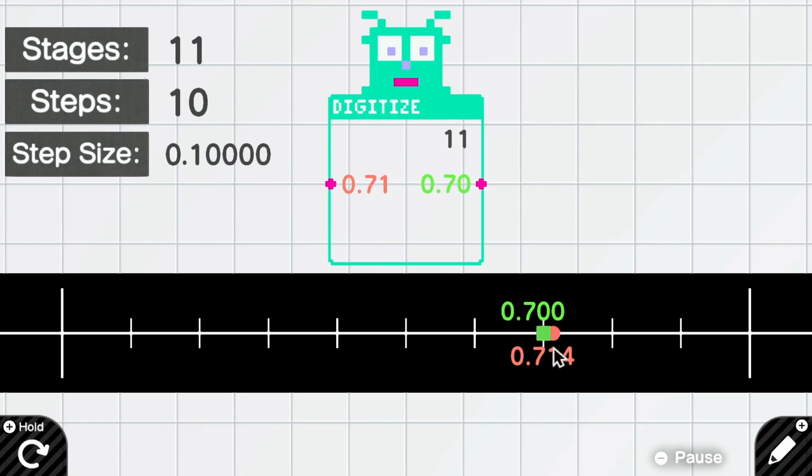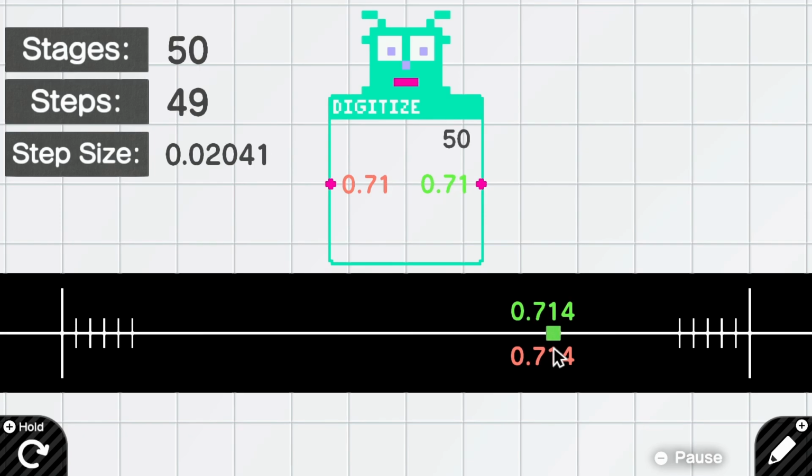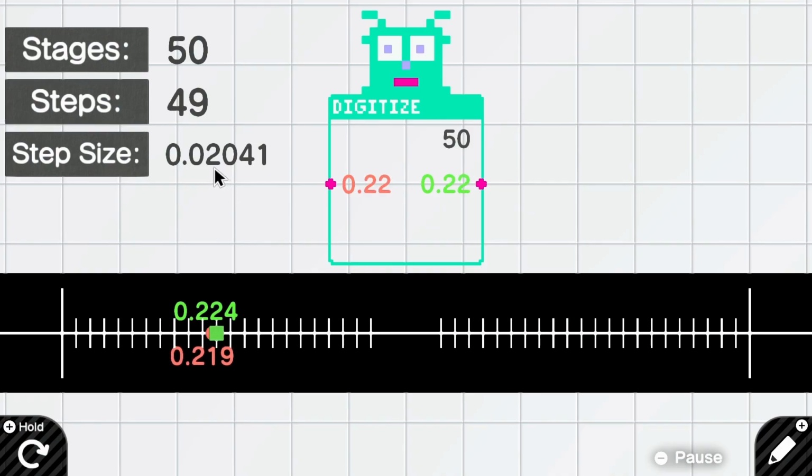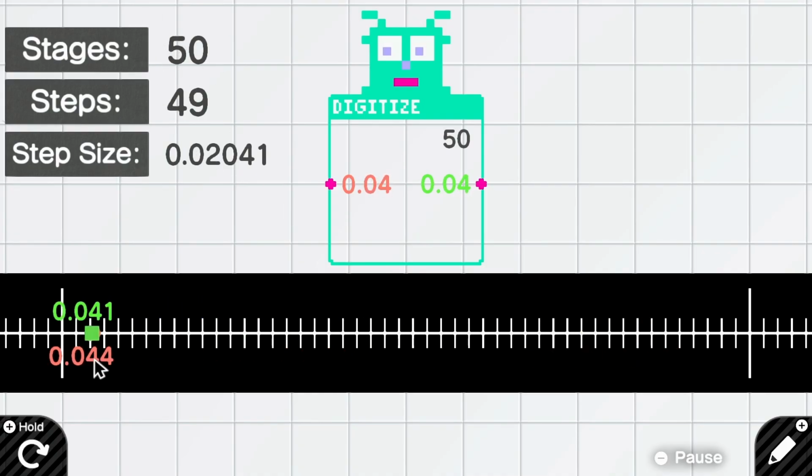Or say if you just don't want to deal with floating point errors, you can do something like 50 stages. You still want some sort of precision with your values, but you don't want to deal with any values smaller than 0.01, so you just set it to the largest value, and yeah, it's still pretty accurate. Like the analog values here are still pretty close, but now you're guaranteed that you're not going to deal with any floating point errors. So that's another use for the digitized nodon.